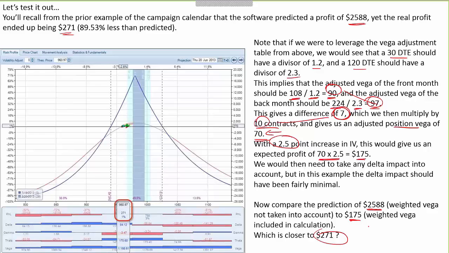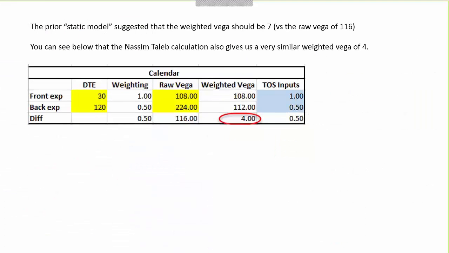All right, so let's compare this through to Nassim's model. In Nassim's model, you plug that into the spreadsheet, and that tells you your weighted Vega is 4. The other static model that we looked at before said your weighted Vega is 7. Either way, either one of those two models gives you a much more accurate estimation of what your profit would have been compared to raw Vega.